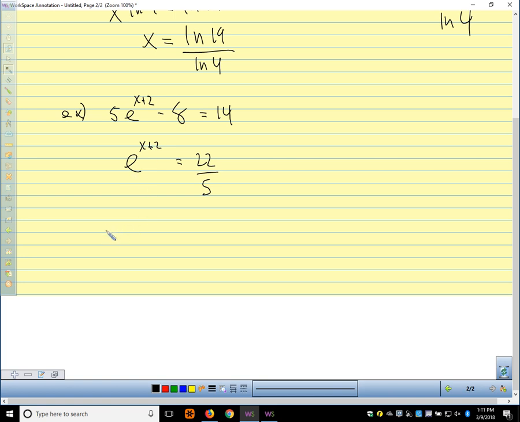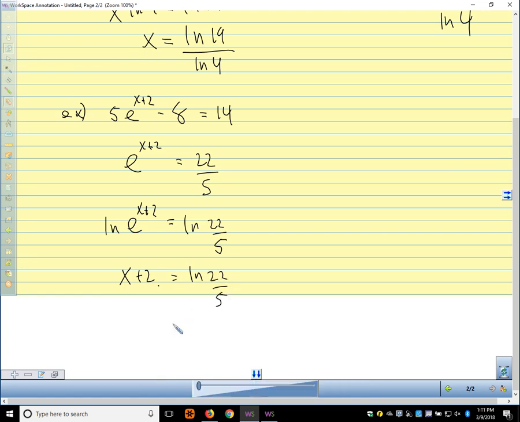When I take the natural log of e^(x+2), what do I get? That's just x + 2. Those are inverse functions, so they undo each other. So it equals ln(22/5). Subtract 2. And that would be my solution.